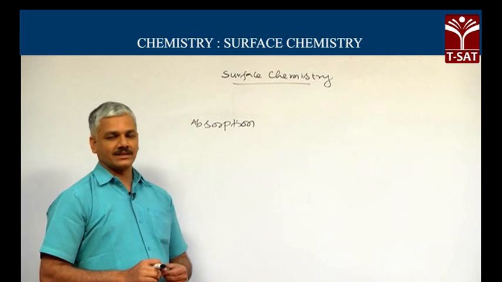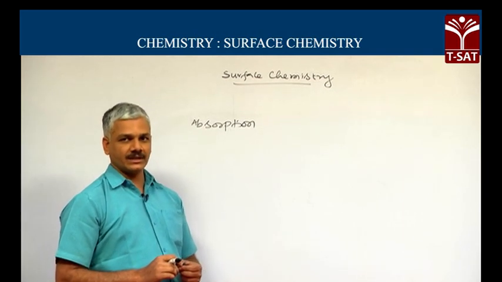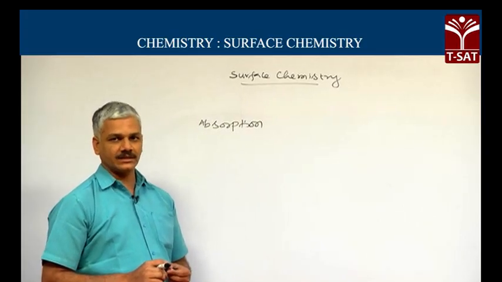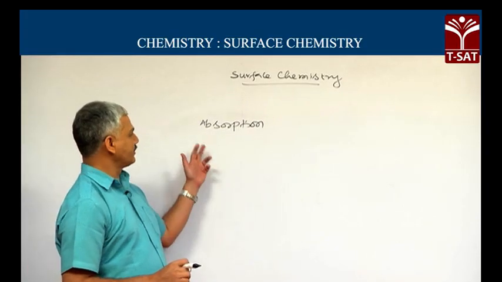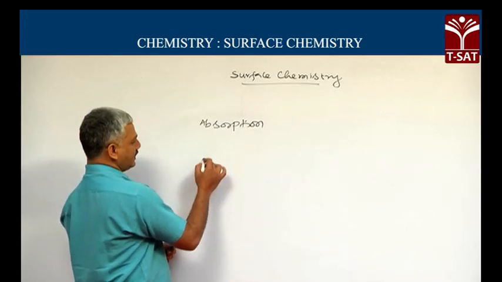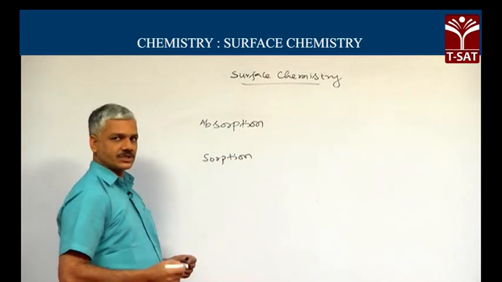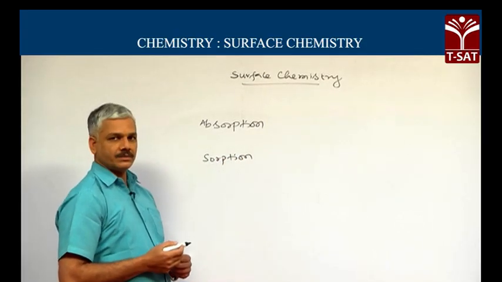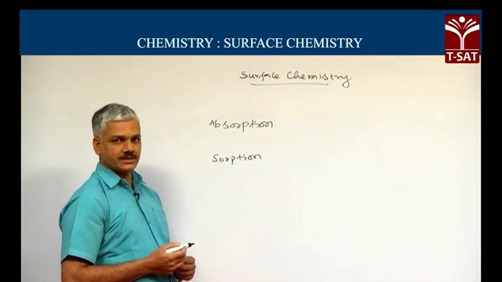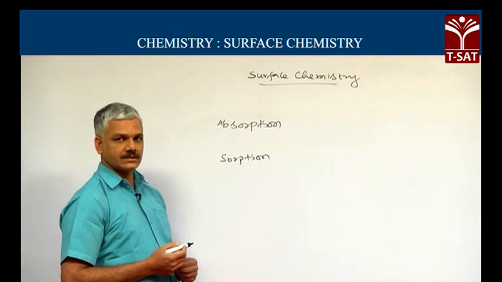Absorption. In this process, one substance penetrates into the inner layers of the other substance. The resultant process is called absorption. Similarly, one more term we will come across is sorption. If both the processes of adsorption and absorption take place simultaneously, the process is known as sorption.